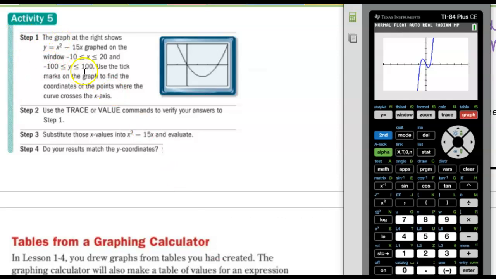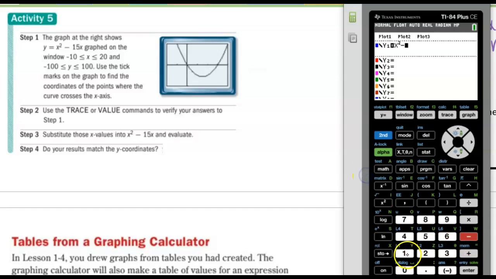All right, another skill is how to use the trace button and the value button. So we're going to start by going to our y equals. We're going to clear what's in there, and we're going to graph what we had at the beginning. We're going to graph y equals x squared minus 15x.